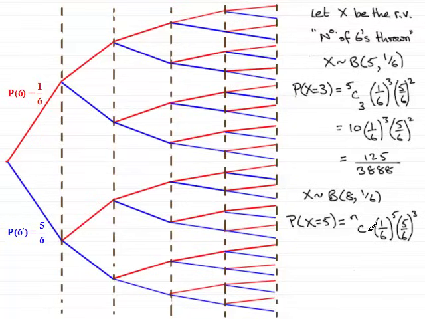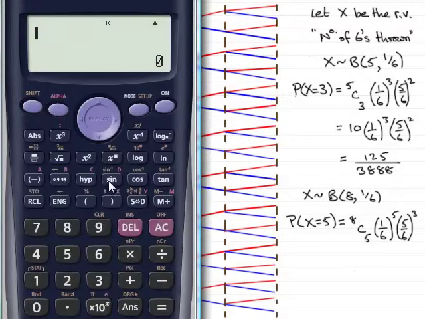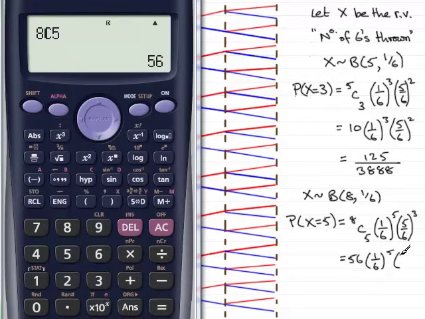Well, I'd need to use the function nCr. n would be the number of trials, 8, and r would be the number of successes, and that would be 5. So if we use the calculator again, we've now got to type in 8, then C, 5. 8C5 equals 56. That is one humongous amount of paths through a tree diagram. So you can see that it would be silly to attempt to try and draw it. So we've got 56 different paths through that tree diagram, all with a probability of 1/6 to the power 5 and 5/6 cubed.